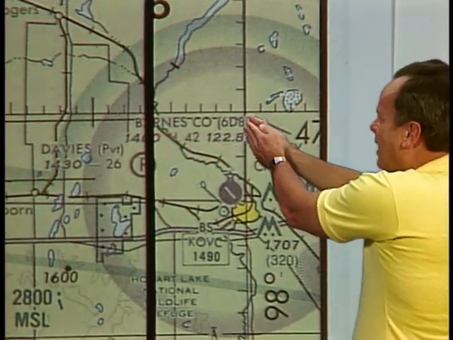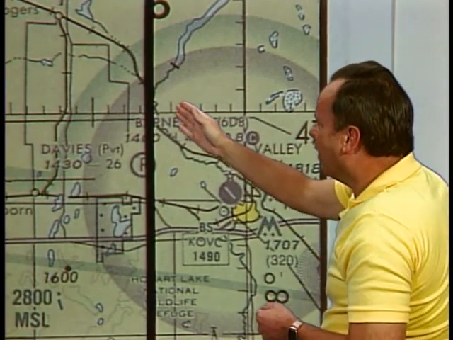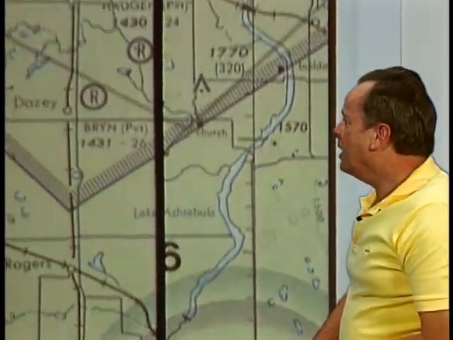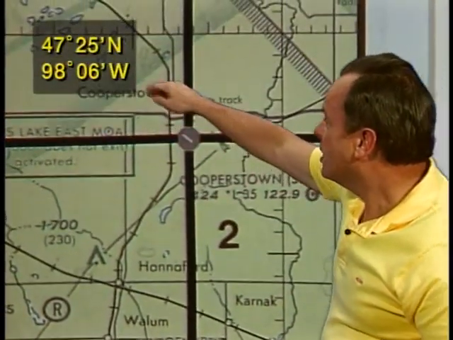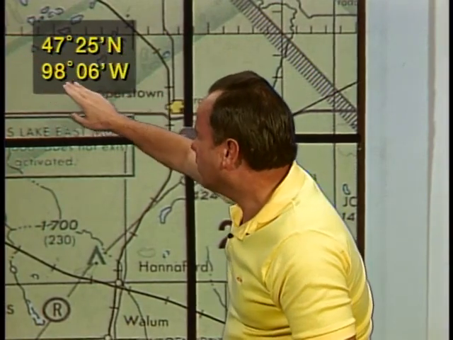But here we have 98 degrees. Each tick mark is 1 minute. 1, 2, 3, 4, 5, and I get 6 minutes west. So Cooperstown is 98 degrees and 6 minutes west. So we figured out earlier it's 47 degrees and 25 minutes north and 98 degrees and 6 minutes west. And if you use that technique, it'll be easy for you every time.